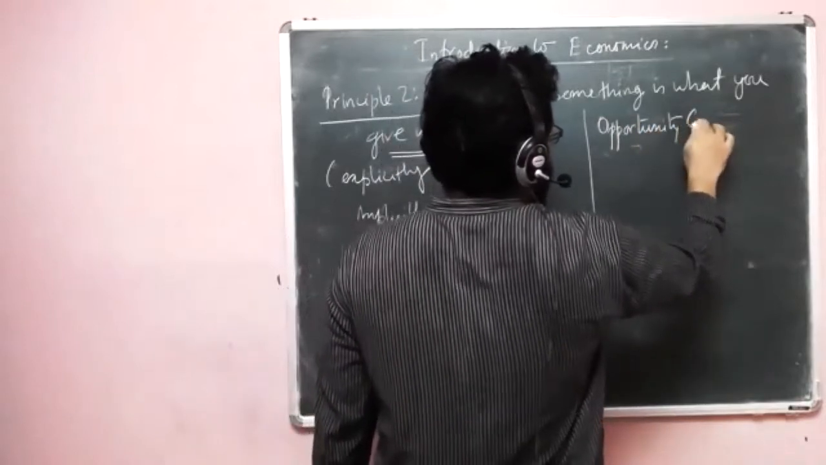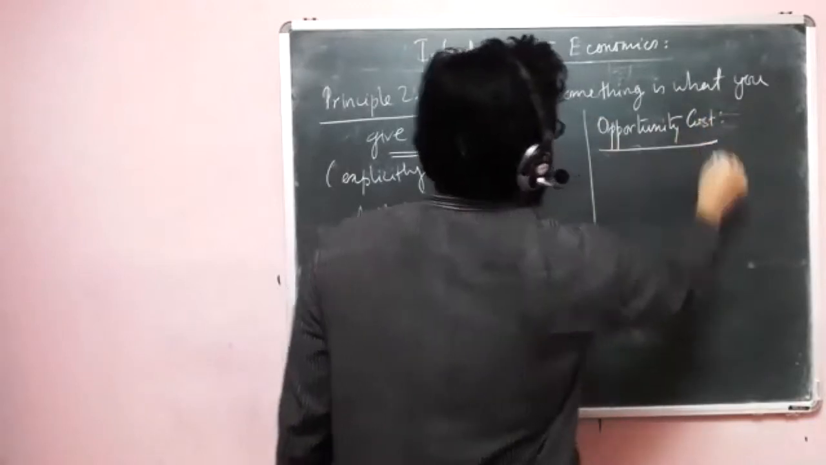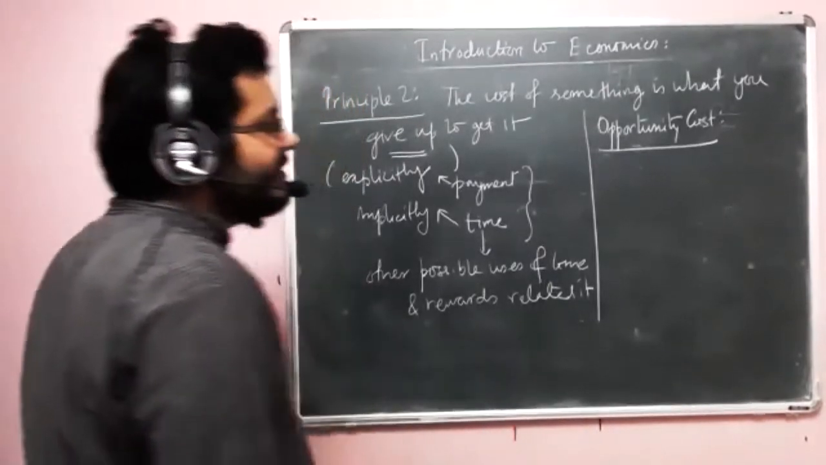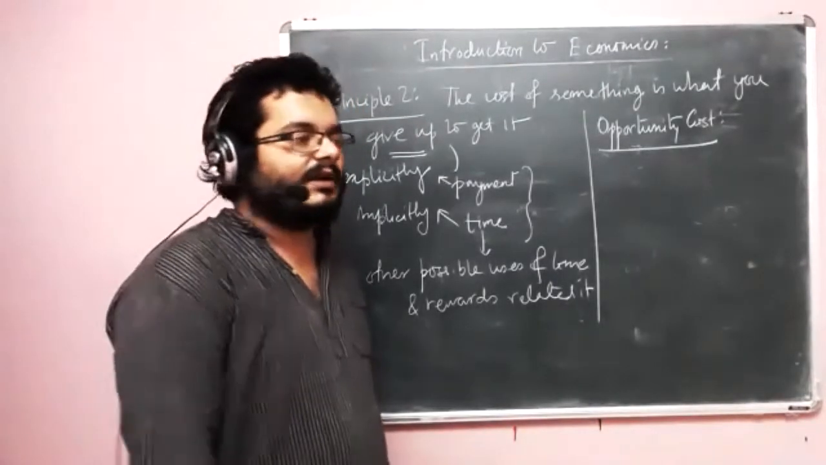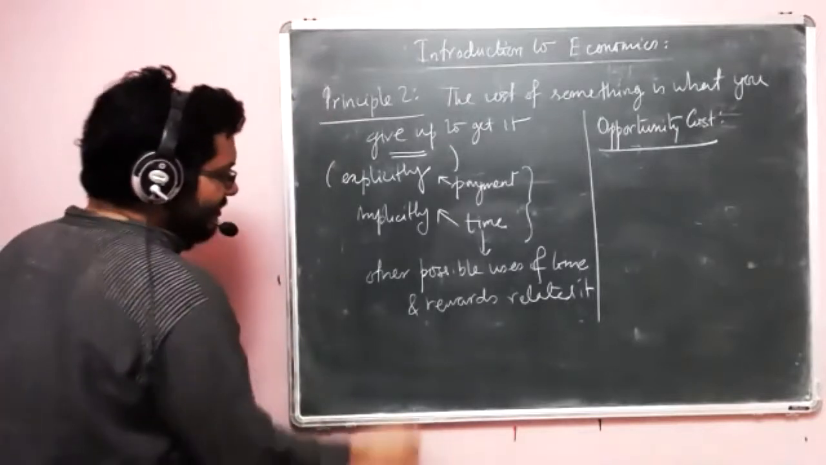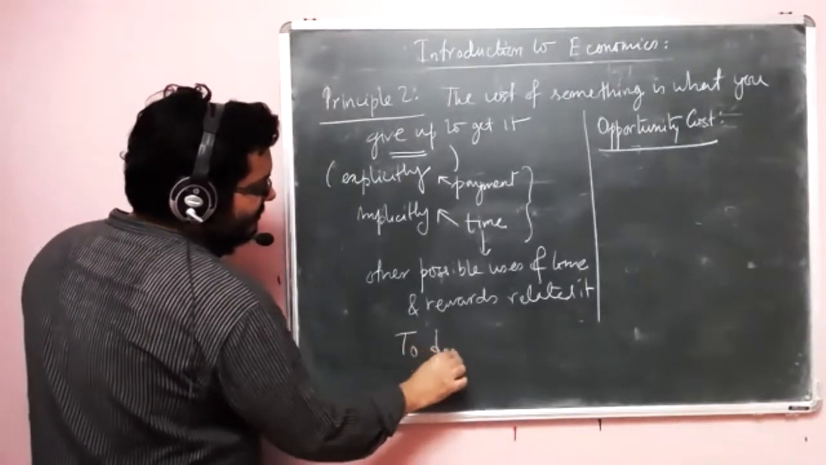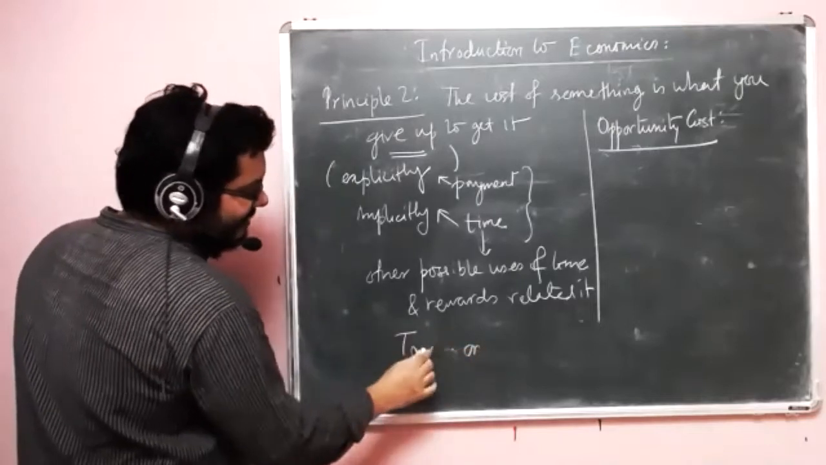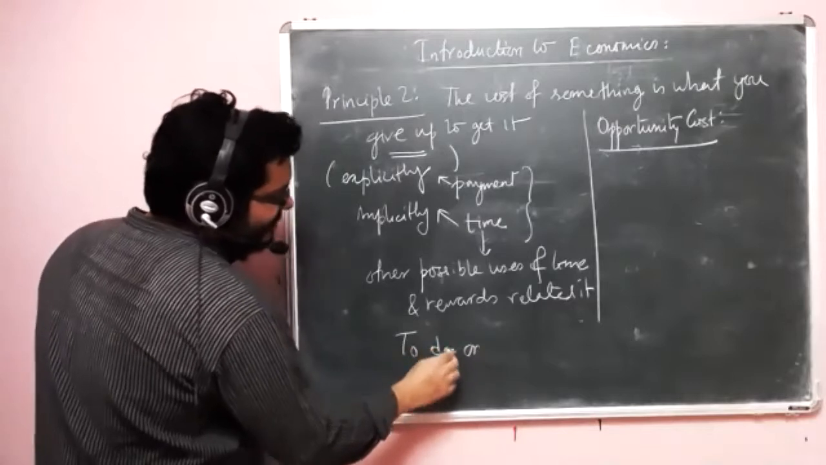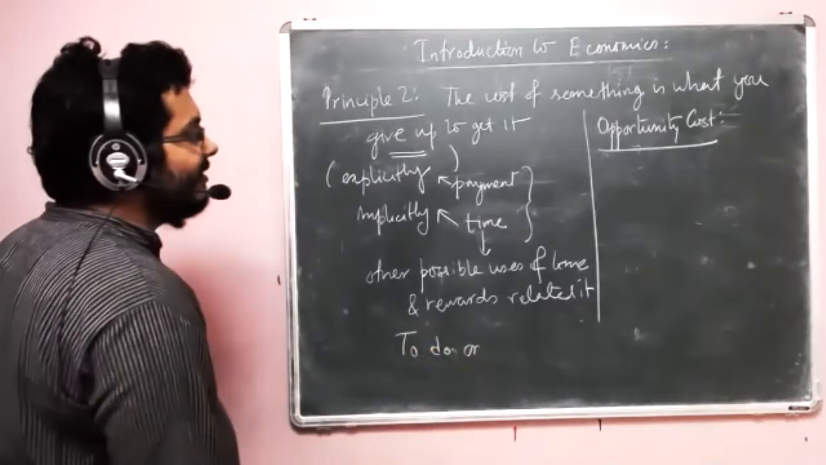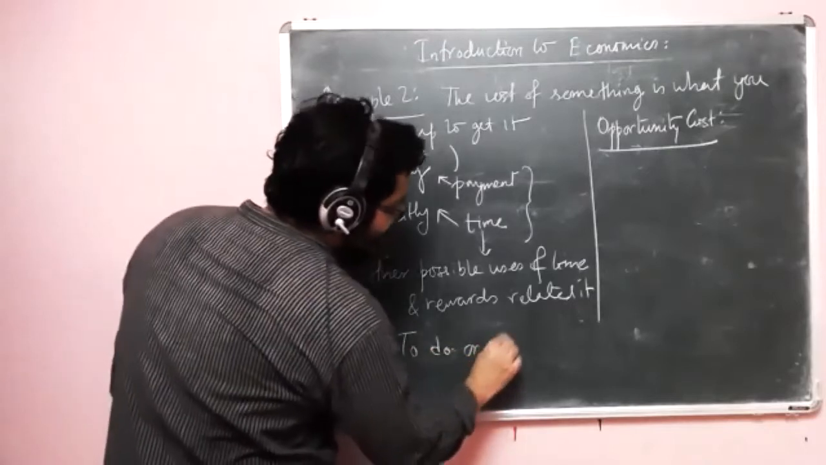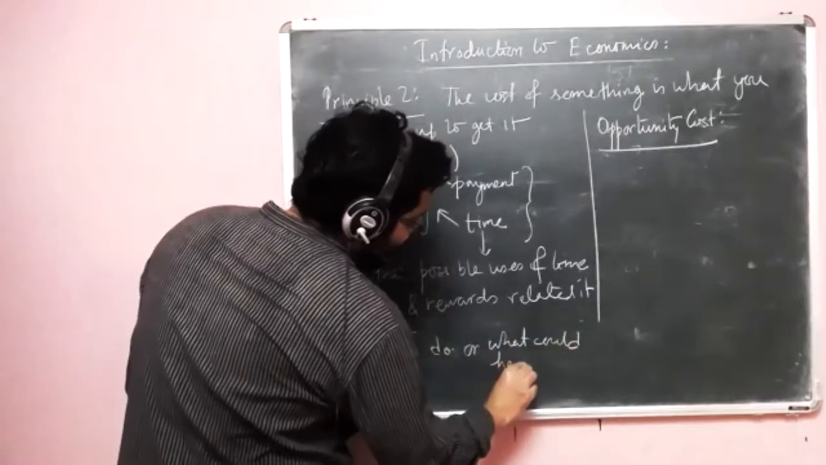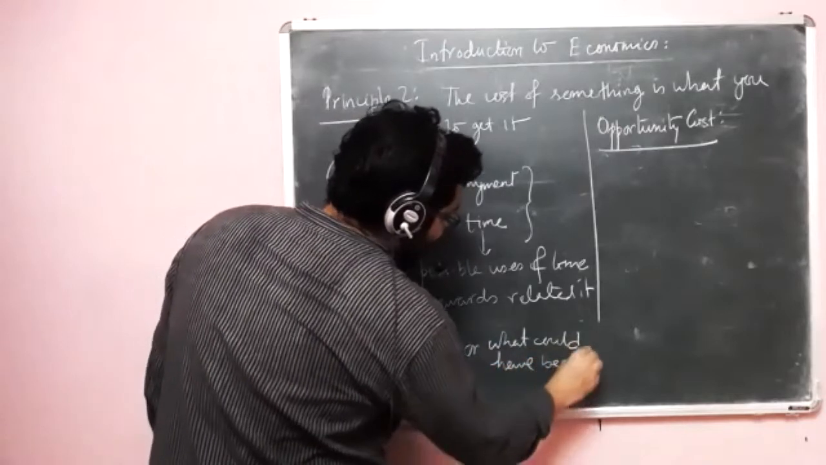So what is the opportunity cost? Okay. First of all, opportunity cost is an idea which is based on comparison. And what is the comparison? It is the decision making process, to do or not to do, to do or what could have been done. Okay.